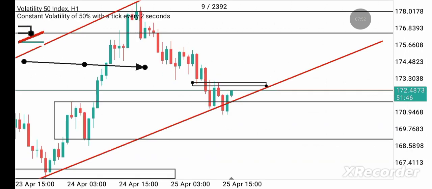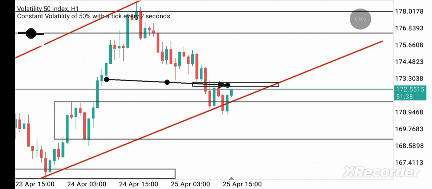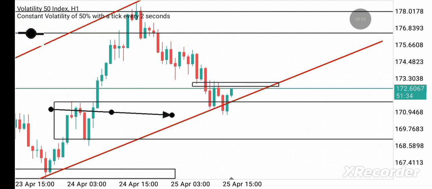If the market can break above this rejection zone, then we'll be seeing more buys to the upside. This is acting like a kind of neckline here, because we are looking at this as a double bottom based on the level we are seeing. So we are expecting some buys on this pair, maybe to this level before the market starts selling.